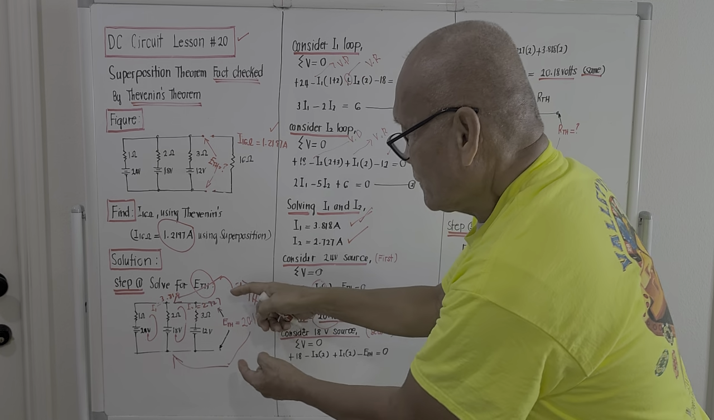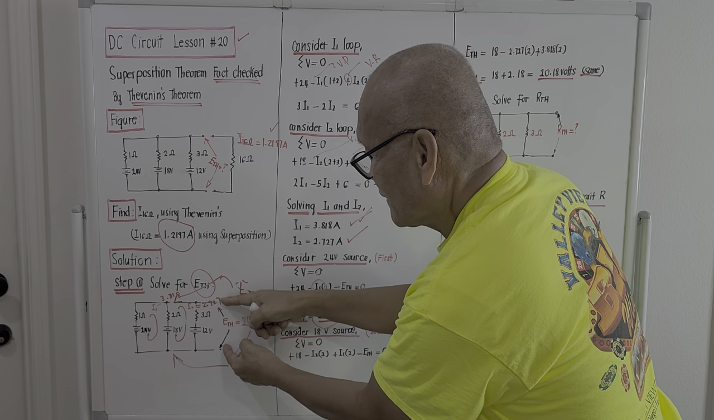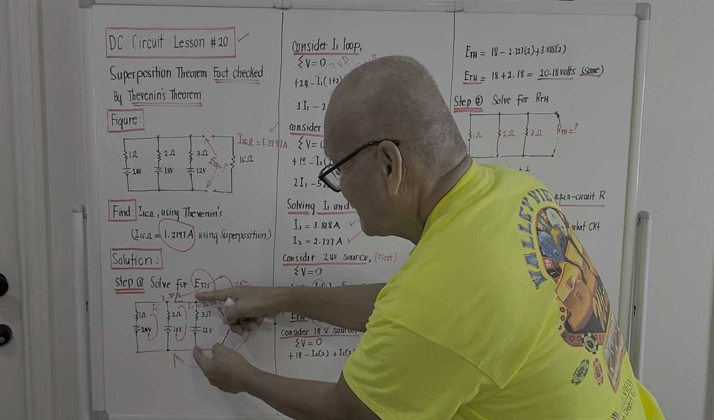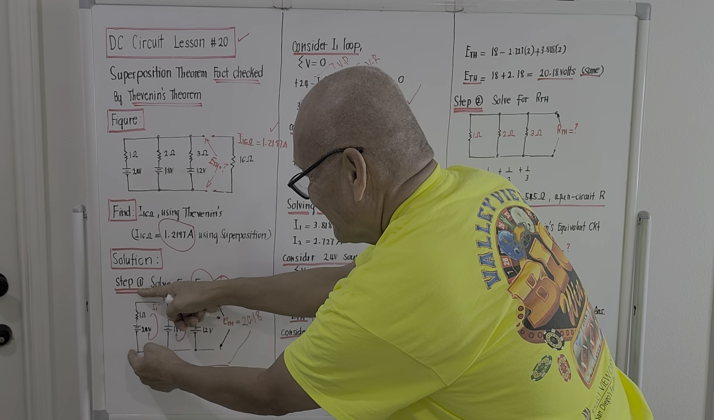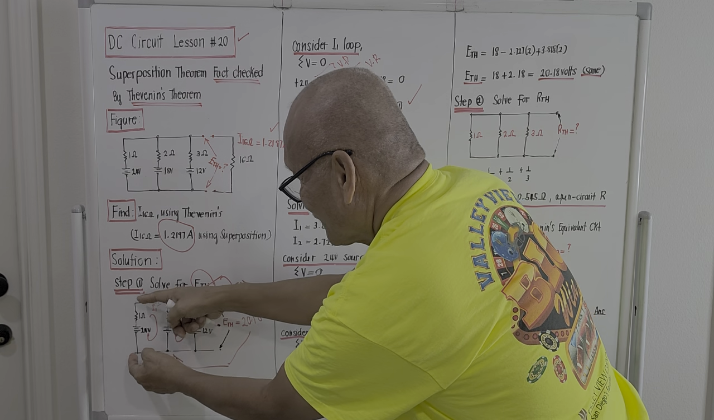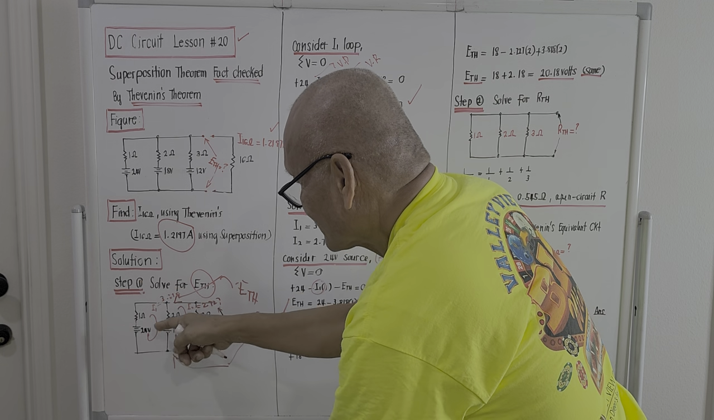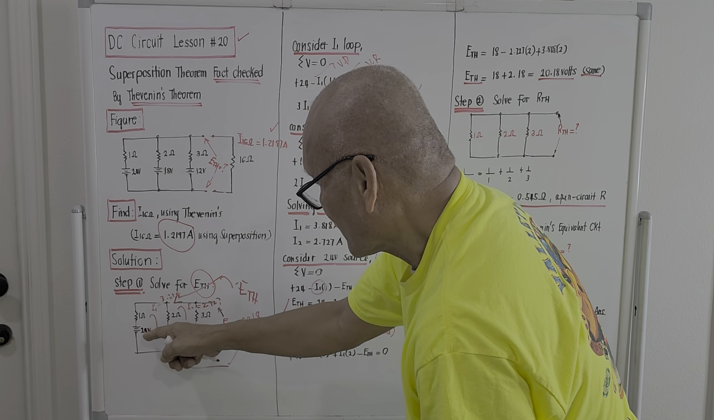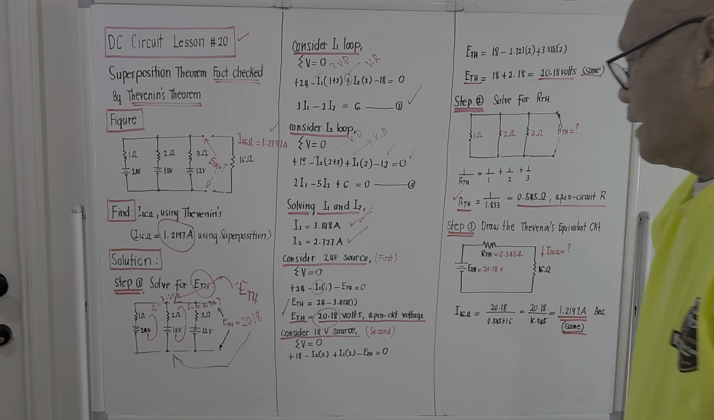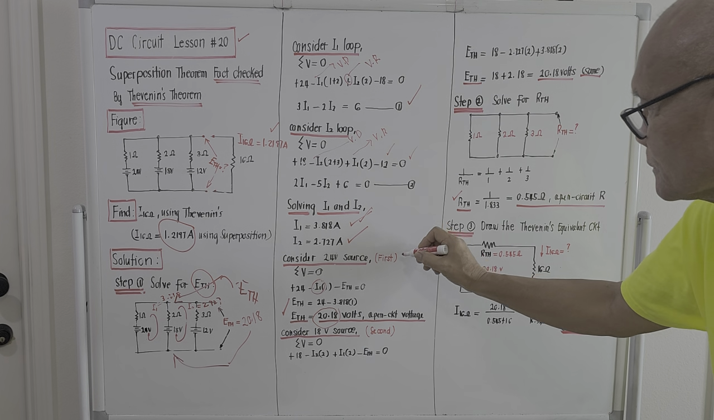And this 20.18 is the same as the voltage here, same as here, same as here, same as here. So in the computation of the voltage here, we just take the voltage summation considering the 24 volt source. And that's the first solution.